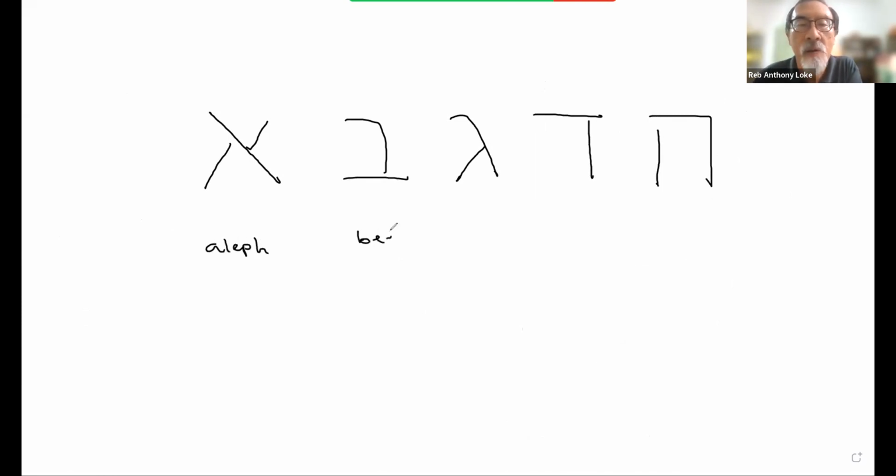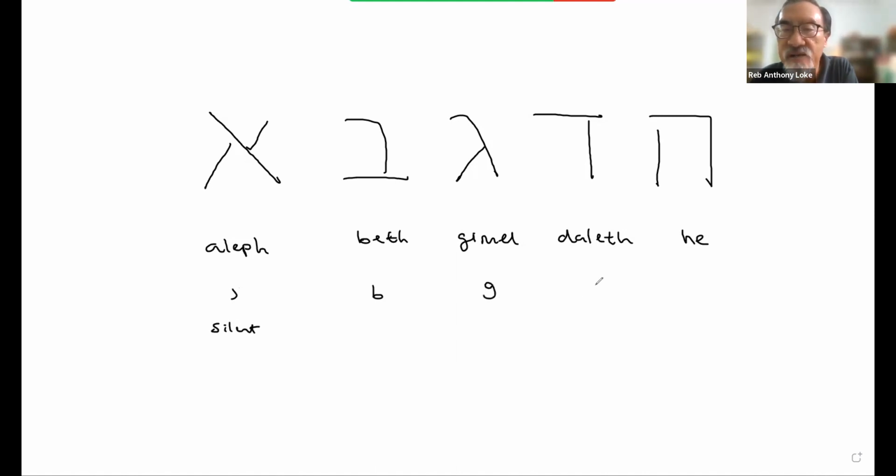Aleph, Beth, Gimel, Daleth, Hey. In terms of sound: silent, B sound, G sound, D sound, H sound. In numerical value: 1, 2, 3, 4, 5. Okay. Aleph, Beth, Gimel, Daleth, Hey.